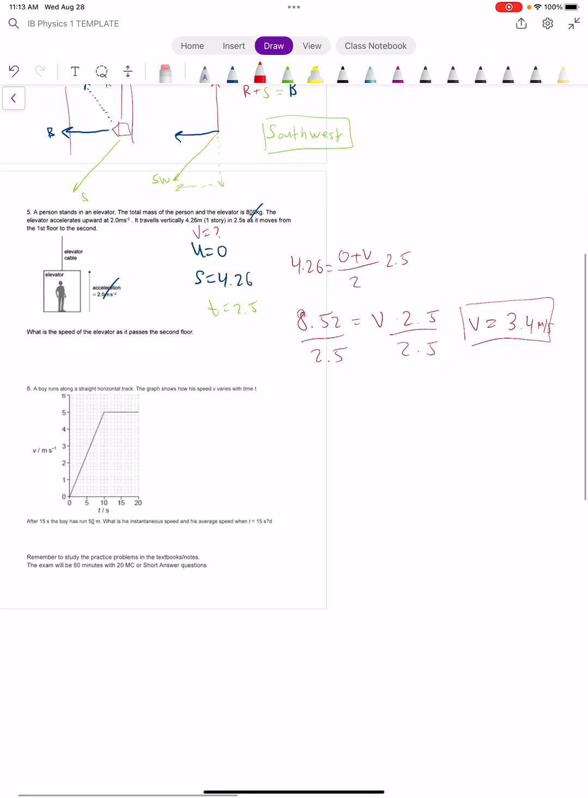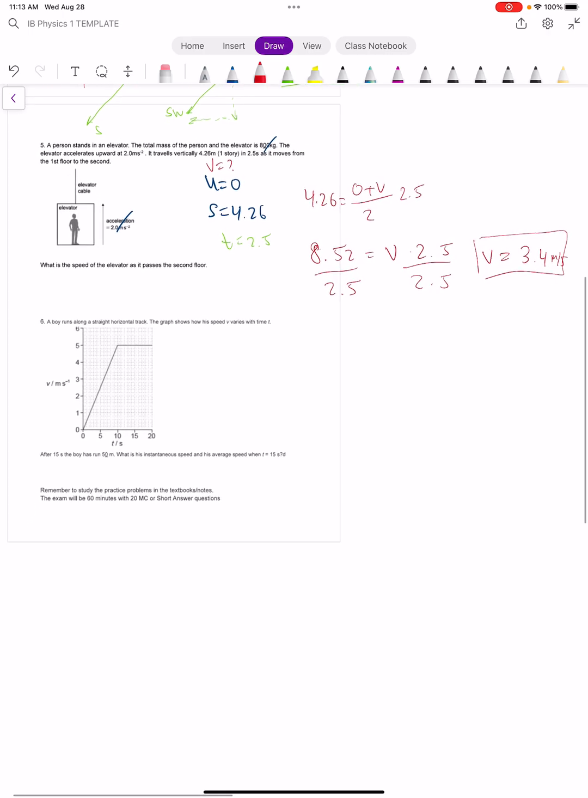As the elevator goes up, it passes the second floor, so it continues on, right, past the second floor. So it's not slowing down to go to the second floor. It's just continuing on going up. So maybe it's going to the third or fourth floor.